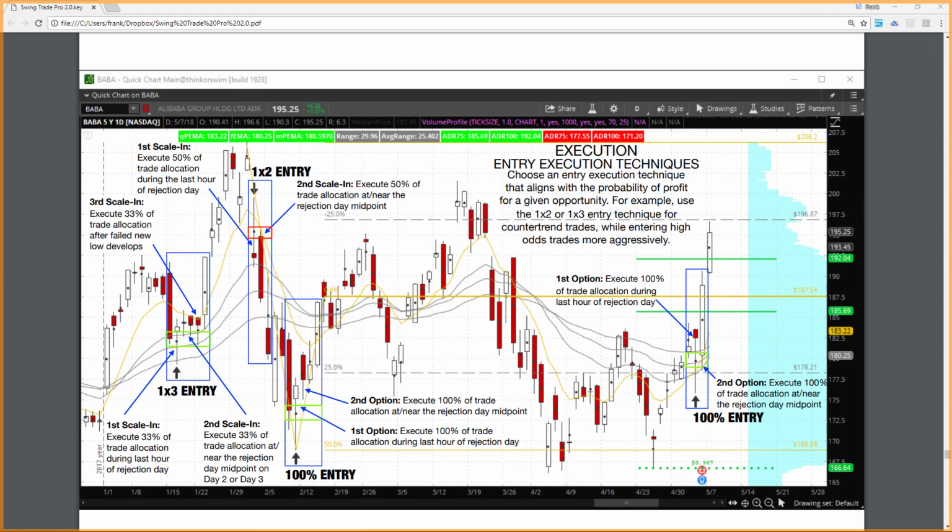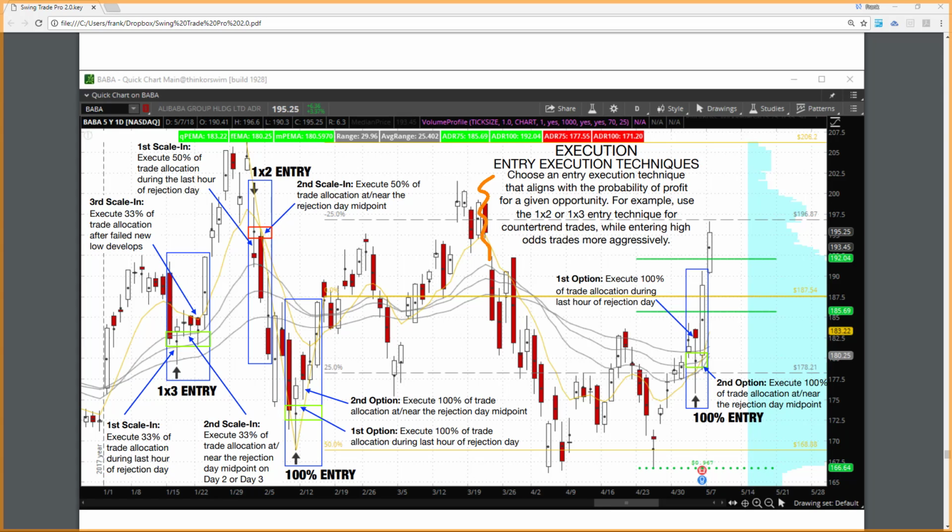So here is a look at Alibaba. Alibaba is a great moving chart. A lot of great movement within this trading range, and there was a lot of great opportunities here, both up and down. Right here, let's take a look at the first one. For example, all of these various opportunities have an approach where you can enter these markets. So we want to choose an entry technique that aligns with the probability of profit for a given opportunity. For example, use the 1x2 or 1x3 entry technique for counter trend trades, while entering high odds trades more aggressively.